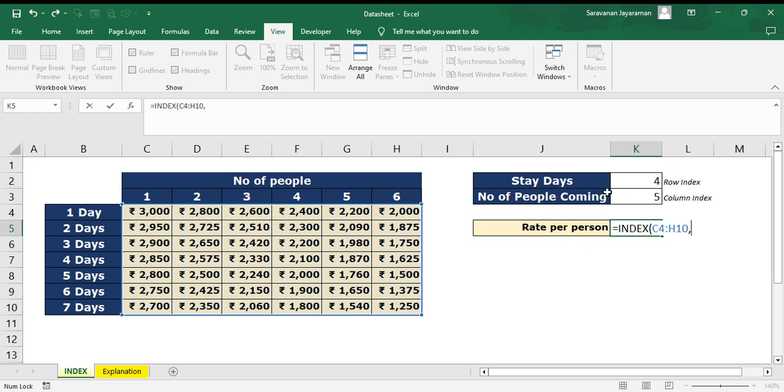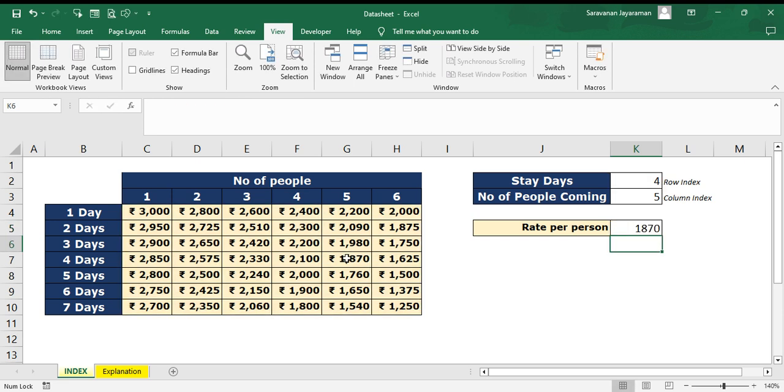Now for the row, here we have 4 days, so I say 4, and comma. Which is in K2, and the column index is 5 people. So this is the fifth column. I put 5, and I close the bracket. So what it will do is go to the fourth row, then come across to the fifth column. It will move here, and it picks up the value. So it comes to the fourth row and moves to the fifth column.